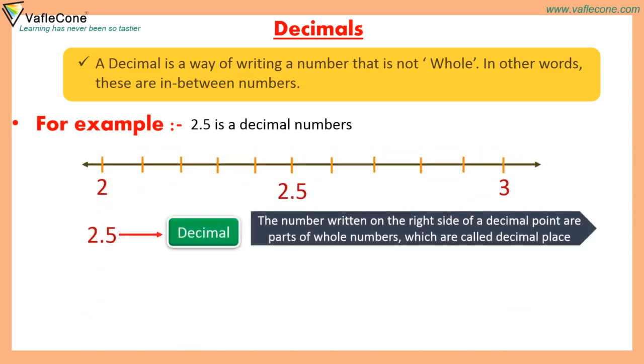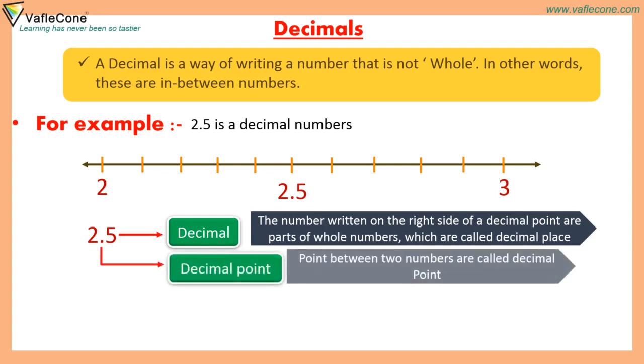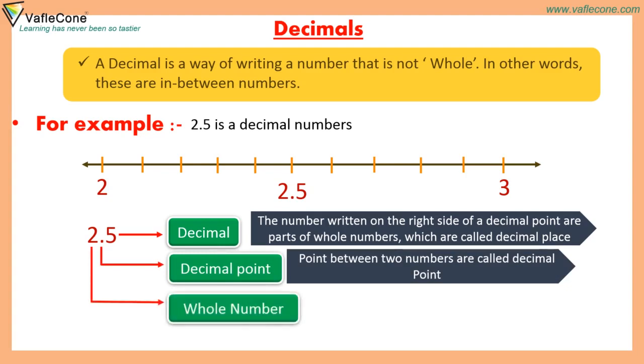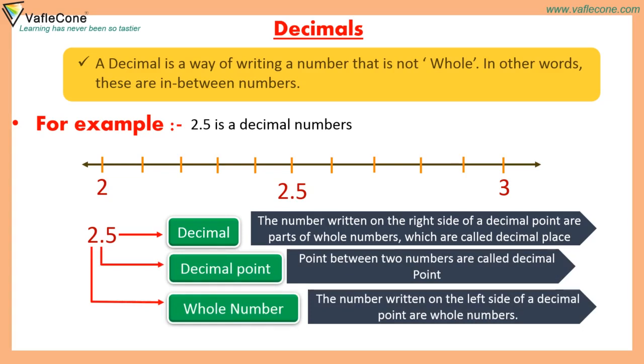Decimal. The numbers written on the right side of a decimal point are parts of whole numbers, which are called decimal places. Decimal point. The point between two numbers is called the decimal point. Whole number. The numbers written on the left side of a decimal point are called whole numbers.